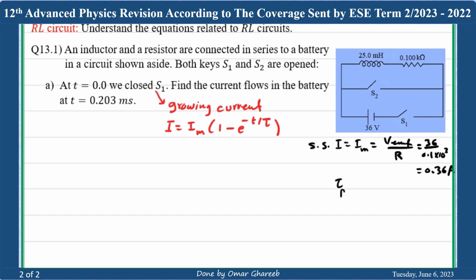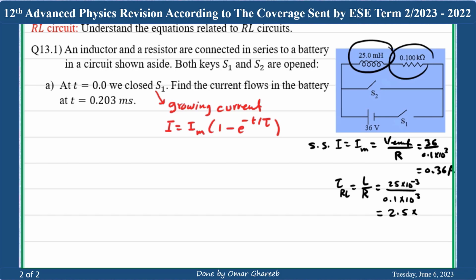What else? We can get tau. Tau for RL is L over R. From the circuit above, L is 25 millihenry, 25 milli is 10 to the minus 3, divided by R, which is 0.1 kilo ohm, 0.1 kilo ohm, 10 to the 3. So what should be the answer? It is 2.5 times 10 to the minus 4 second.